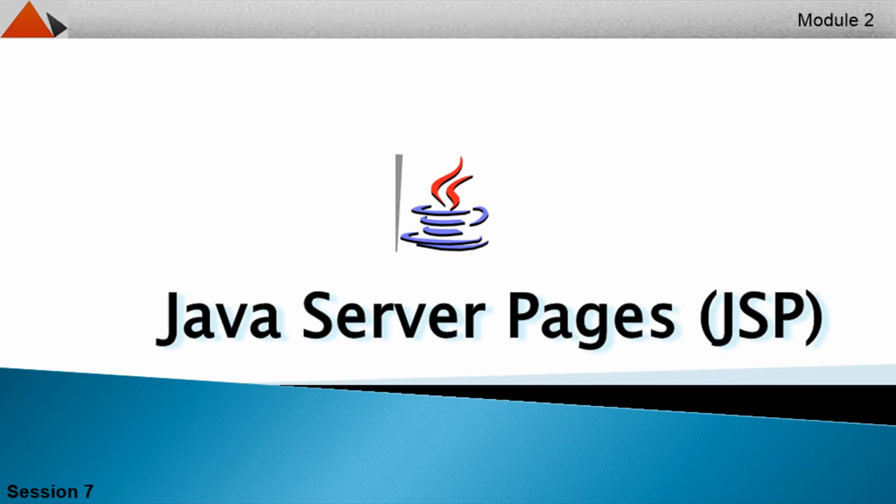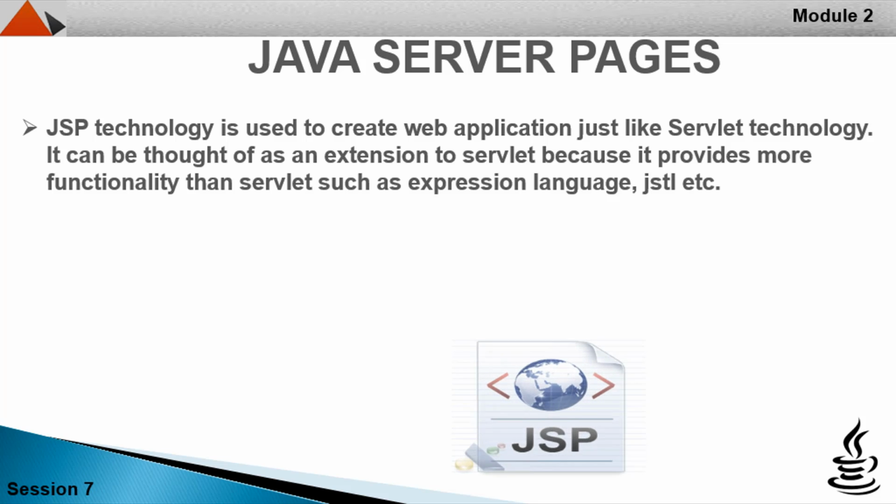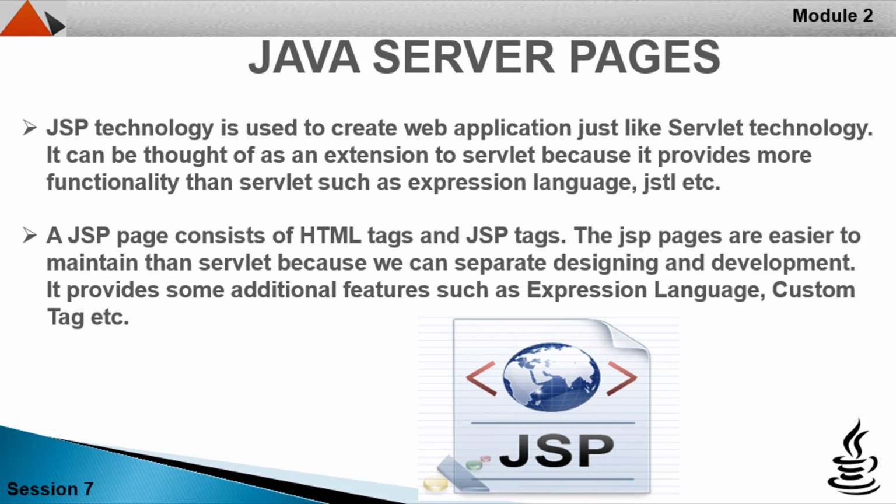In this session we are going to discuss JavaServer Pages, JSP. JSP technology is used to create web applications just like SCRIPTLET technology. It can be thought of as an extension to SCRIPTLET because it provides more functionality than SCRIPTLET, such as expression language, JSTL etc. A JSP page consists of HTML tags and JSP tags. The JSP pages are easier to maintain than SCRIPTLET because we can separate designing and development. It provides some additional features such as expression language, custom tags etc.